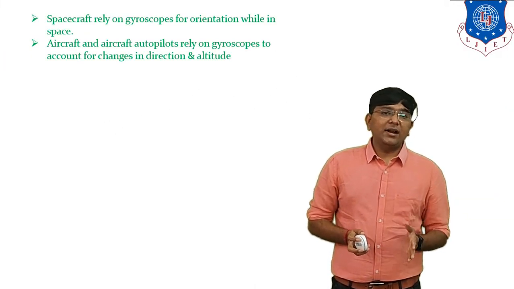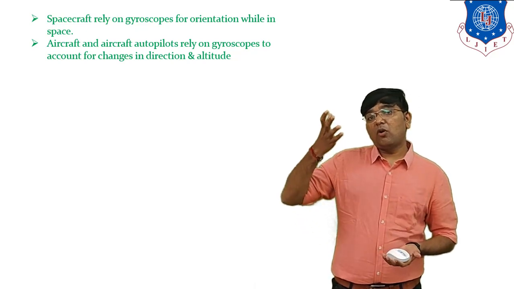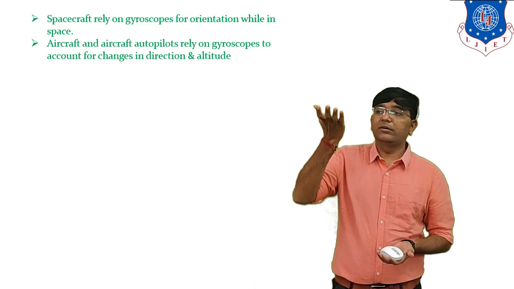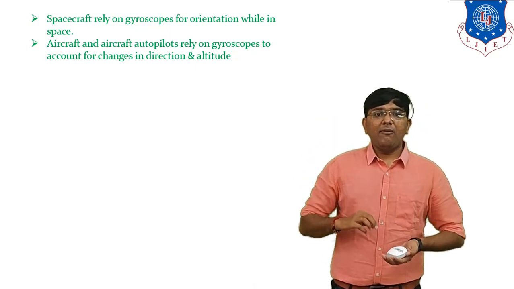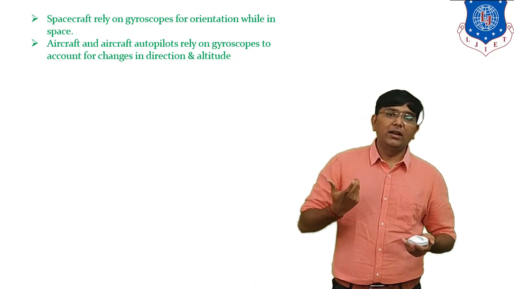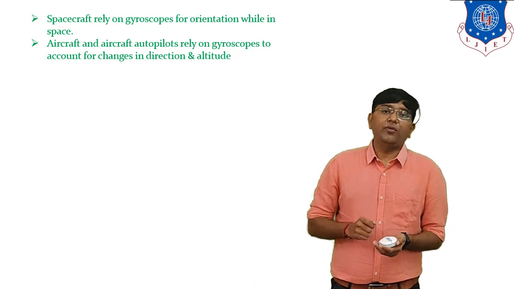Second thing, spacecraft rely on gyroscope for orientation while in space. Gyroscope is also used for maintaining the altitude of the aeroplane. Aircraft and aircraft aerofoil rely on gyroscope to account for changing direction of altitude.